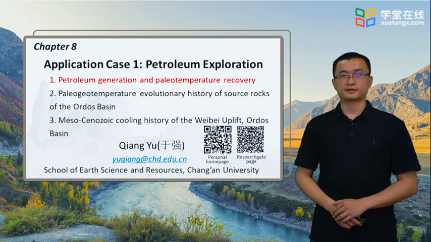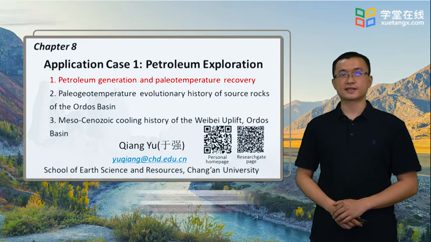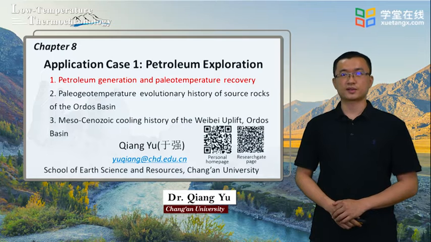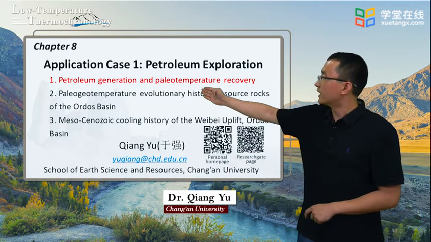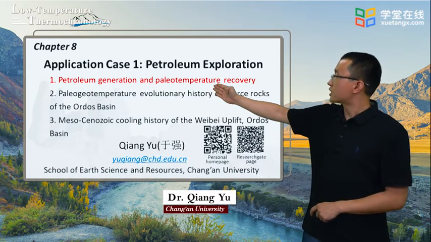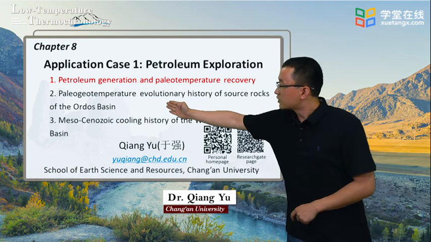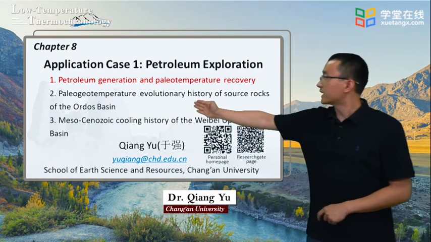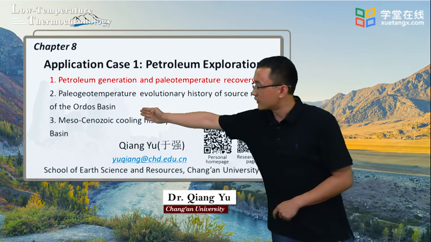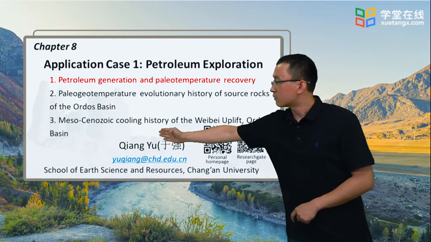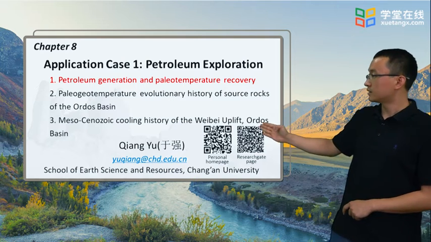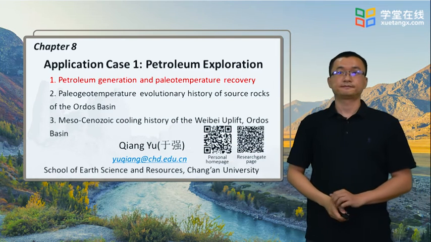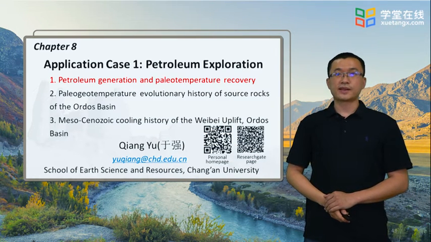In Chapter 8, Application of Thermochronology in Petroleum Exploration, 3 sections will be discussed, including petroleum generation and paleotemperature recovery, paleogeotemperature evolutionary history of source rocks of the Earth basin, Mesocenozoic cooling history of the Weber uplift Earth basin. Today, let's have a look at the first section.